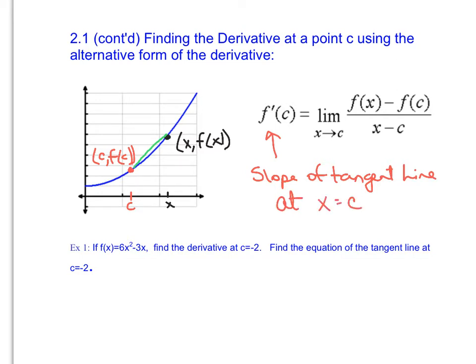So we're going to practice with this formula today, and using in our first example the function f of x is equal to 6x squared minus 3x, we want to find the derivative at the point c equals negative 2. And then we're going to take the next step and find the equation of the tangent line at that point as well.